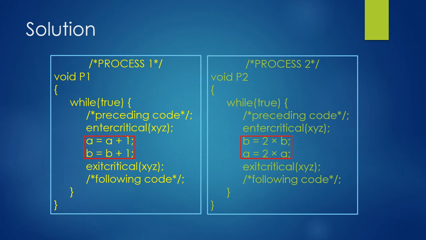XYZ is the name of the file which holds the two shared variables A and B. When many processes call enter critical for file XYZ, one of them is allowed to move on to the next line of code, or its critical section. The others wait. The process in the critical section executes both instructions mandatorily. Since both variables are updated together, they remain coherent no matter which process executes first. When a process calls exit critical, a signal is sent to enter critical to allow one waiting process to move on to the next line of code, or its critical section.